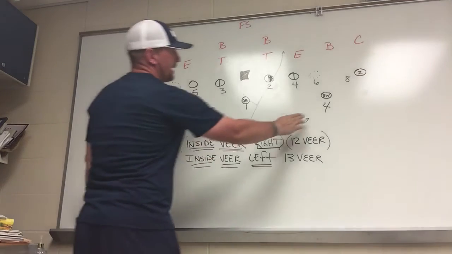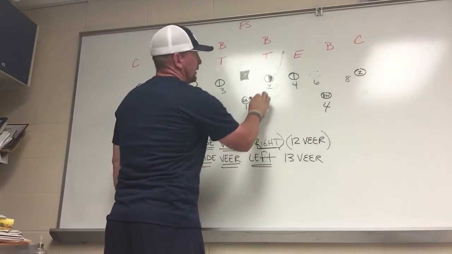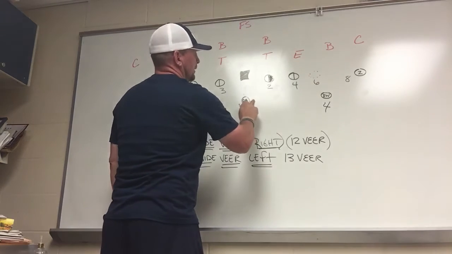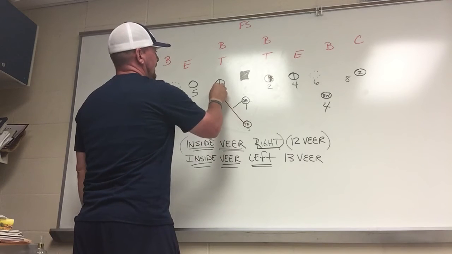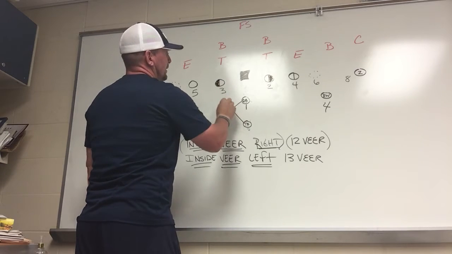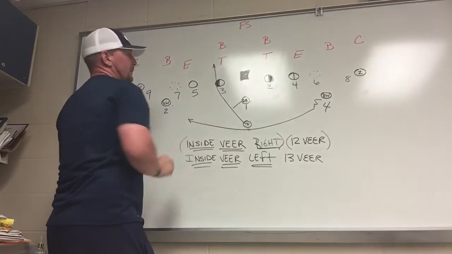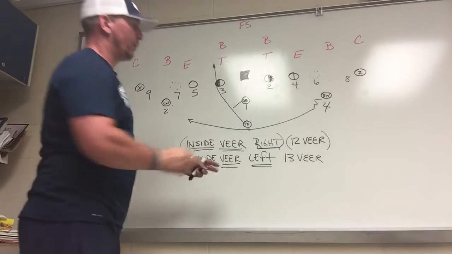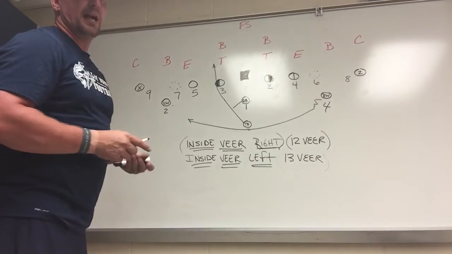Just the opposite of that, if we were to go inside veer left, the quarterback would open up to the left side, the tailback would run through the outside leg of the guard, and we would have motion out of our 4 back coming this way. And that would be inside veer left or 13 veer. Okay? So that's our triple option play to the left.